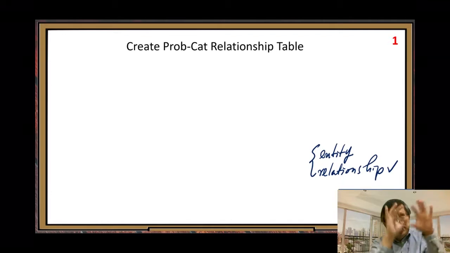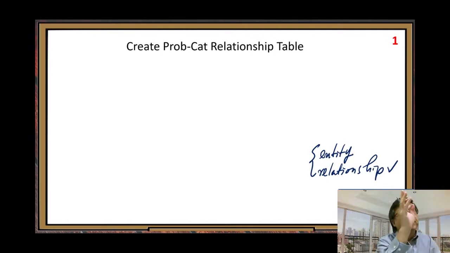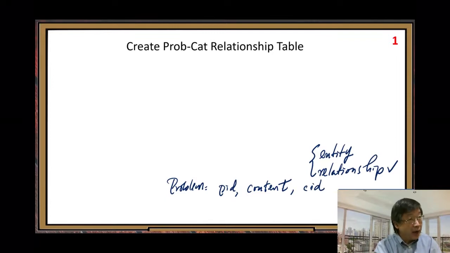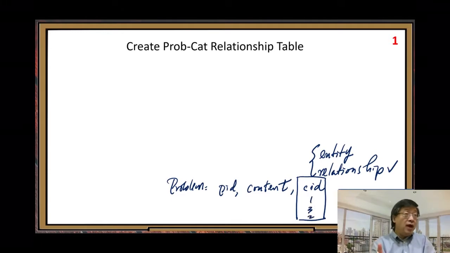But here, I want to make a small comment. Some students may choose not to use the third table. For this project, for our simple version, it is okay. Some students may do it this way: in their problem table, other than the PID, they may add a CID, category ID. So they add a third field, where they can put the category ID number, like 132, things like that. Then you can just use this table to get the problem category relationship.